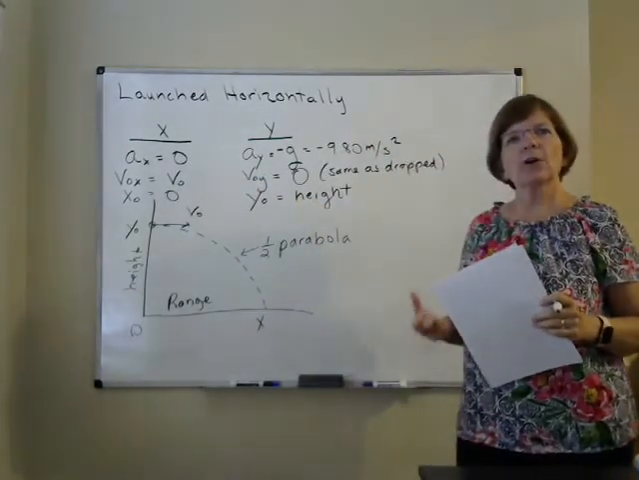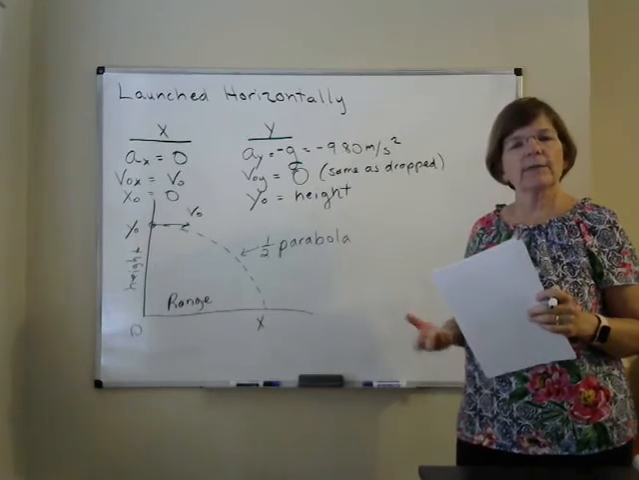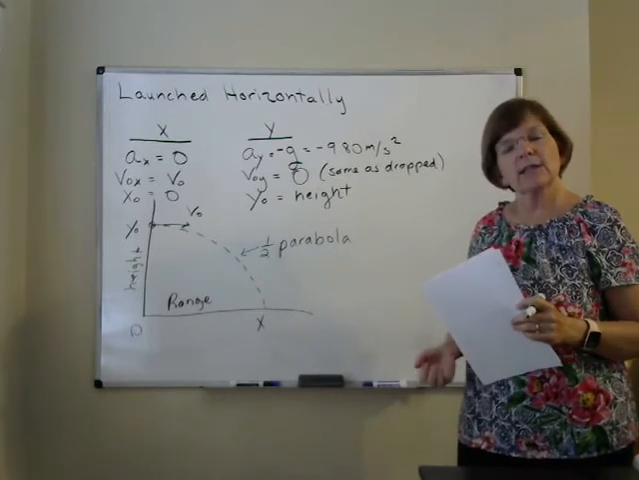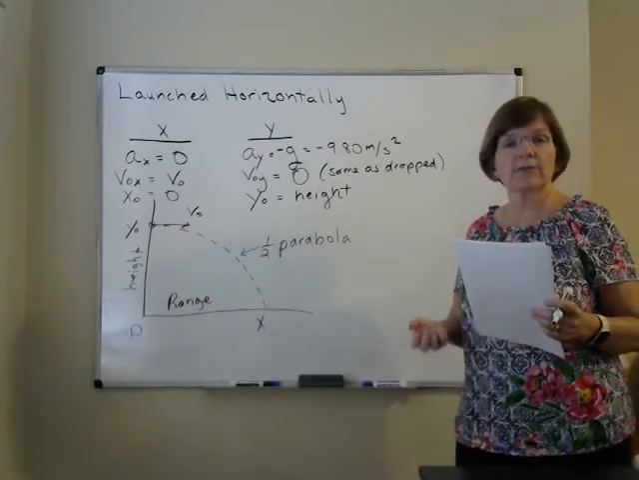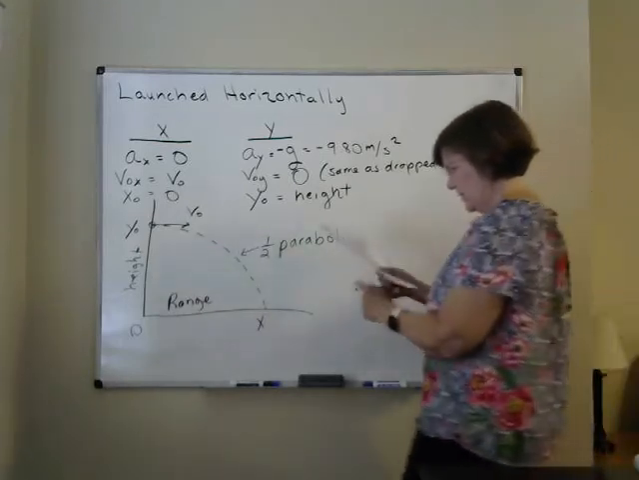But these are constant acceleration problems. The acceleration due to gravity is a constant negative 9.80. The horizontal acceleration is actually a constant value of 0. All right, so what's that do to our equations? Let's look at a problem.